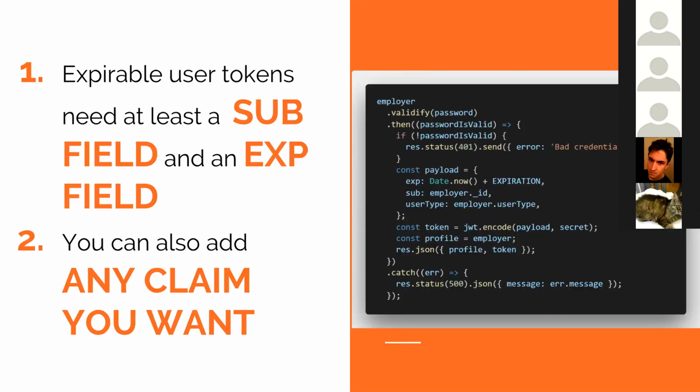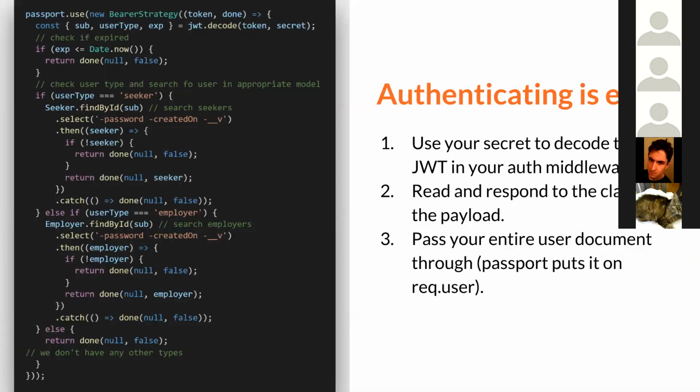And so I get into that. Expirable user tokens need at least a sub field and an expire field. You can also add any claim you want. In this case, I used user type. I felt that was cutting my database for authentication in half. And oh yeah, and it's easy.